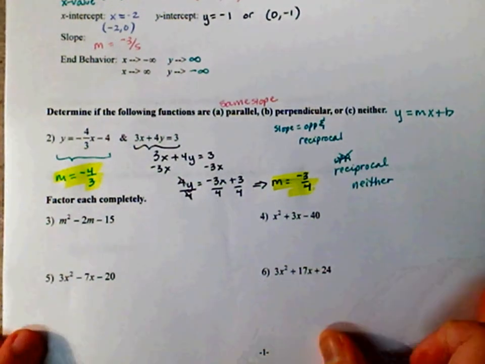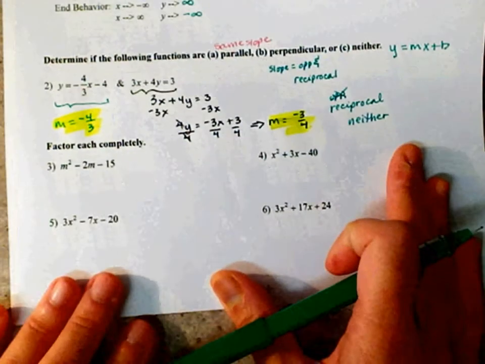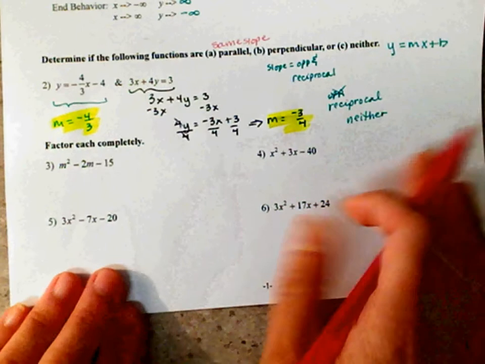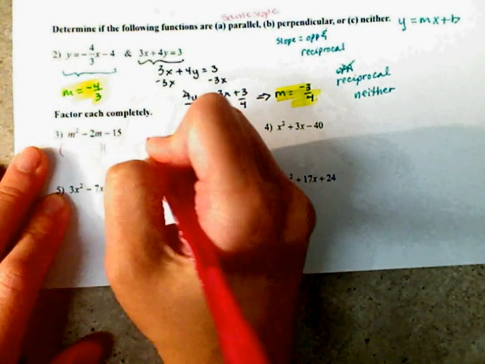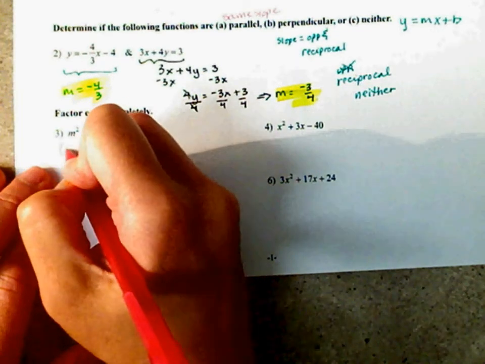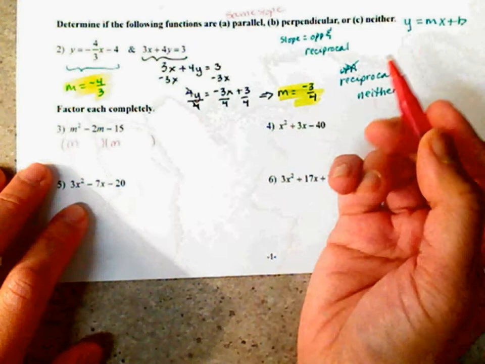Number 3. Okay. Let me move to the other page. Number 3 says to factor each completely. All right. m squared, 2 sets of parentheses. Factors of m squared is m and m. Okay. 1 times negative 15 is negative 15.